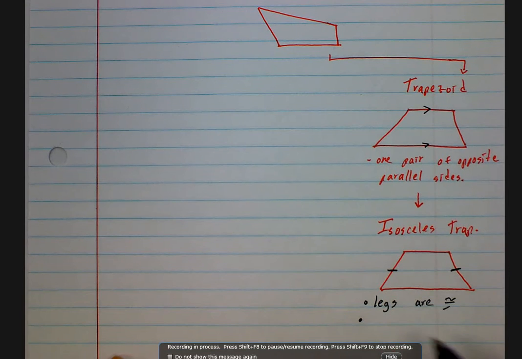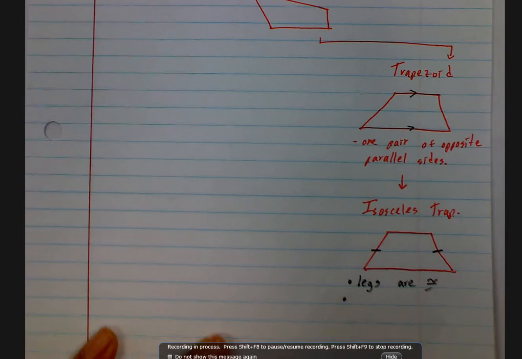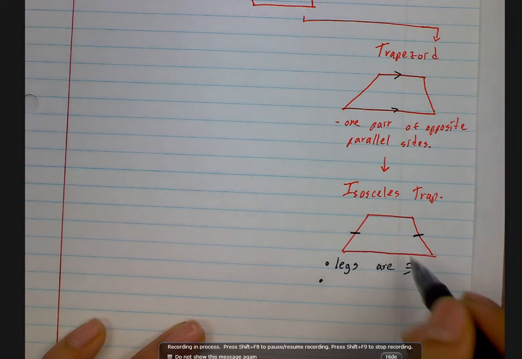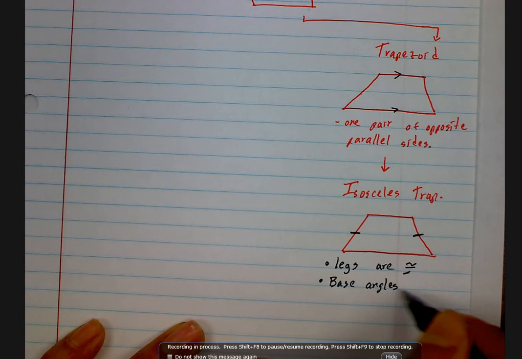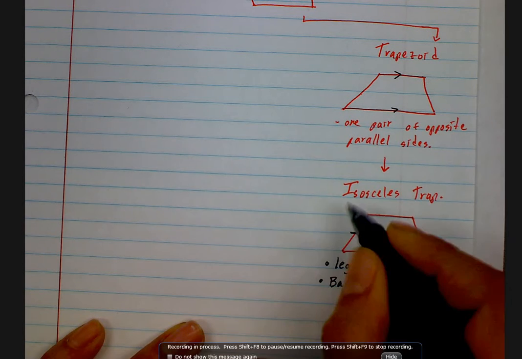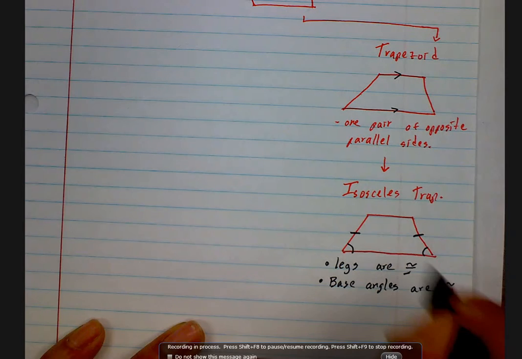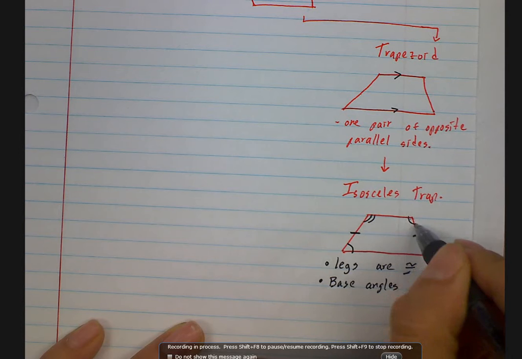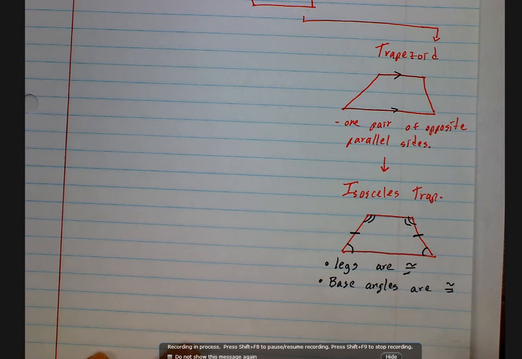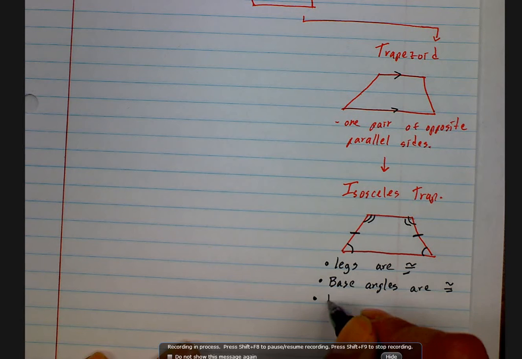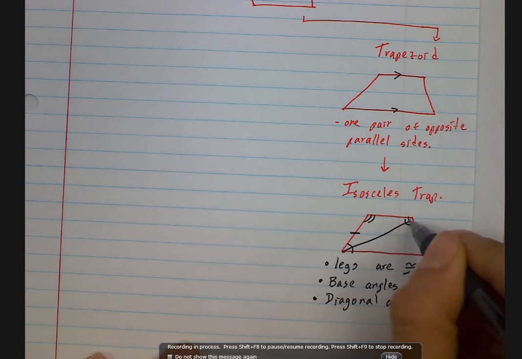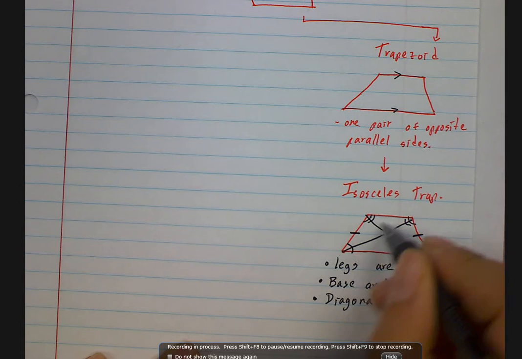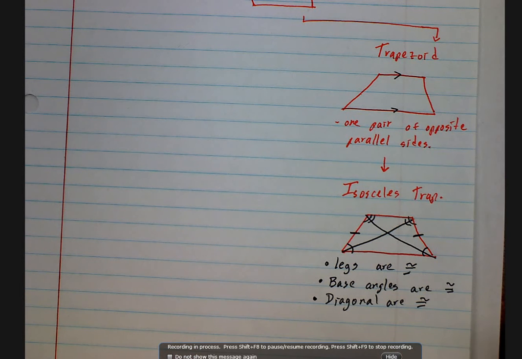Since it's an isosceles trapezoid, we also know that base angles are congruent. So this one here is congruent to that one, and also this one up here, those two are also congruent. And then finally, we know that diagonals are congruent. The diagonals are the lines that connect two vertices from side to side, and we know those two are congruent. Okay, so those are trapezoids.